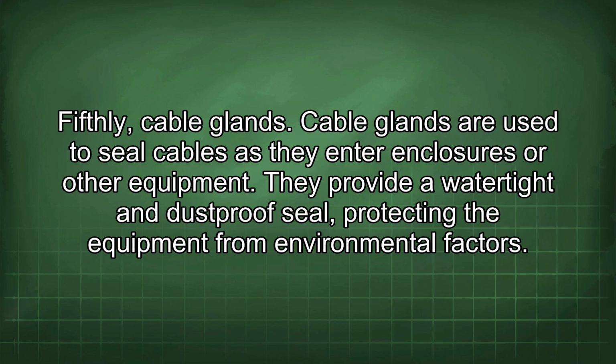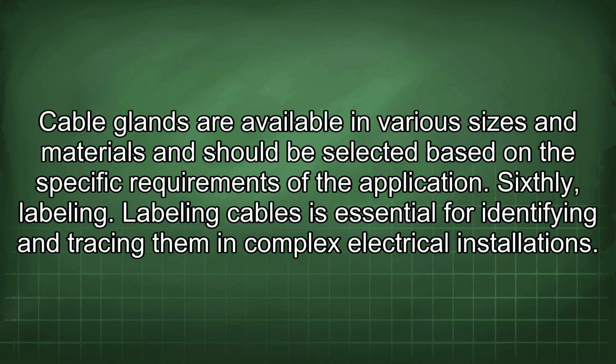Fifthly, cable glands. Cable glands are used to seal cables as they enter enclosures or other equipment. They provide a watertight and dustproof seal, protecting the equipment from environmental factors. Cable glands are available in various sizes and materials and should be selected based on the specific requirements of the application.